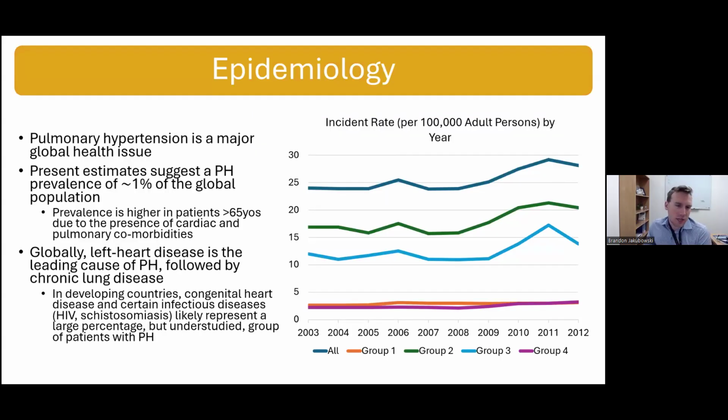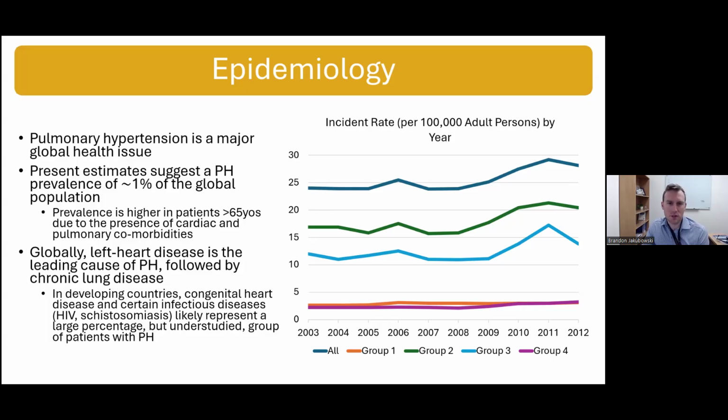I'd like to spend a little bit of time talking about the epidemiology of PH. It's actually a very large global health issue. We think it affects about 1% of the population in total. And as our population tends to get older, we're going to see more and more pulmonary hypertension because of the presence of cardiac and pulmonary comorbidities that develop as people age.